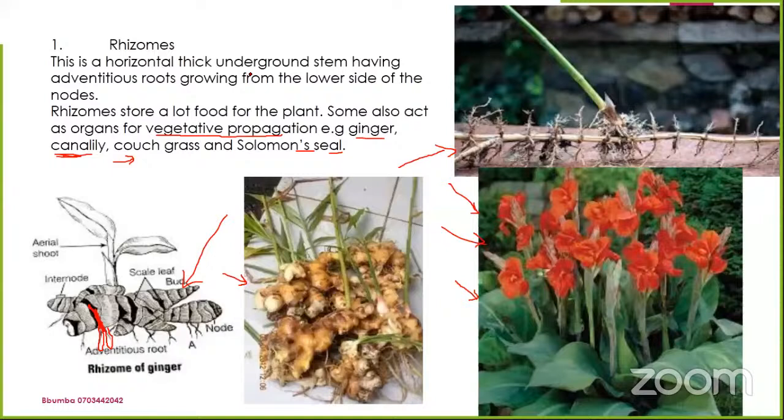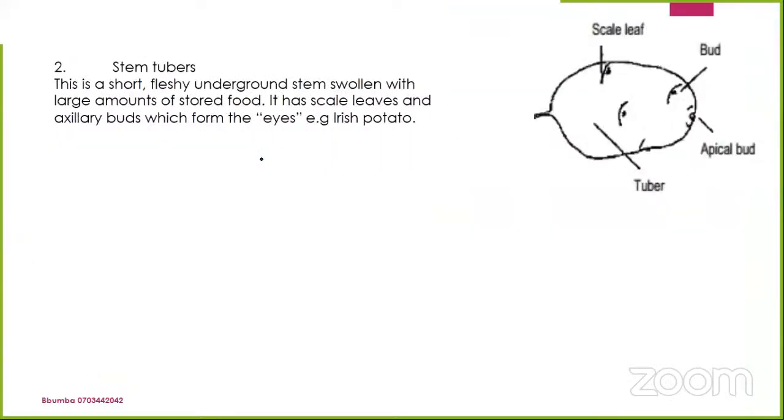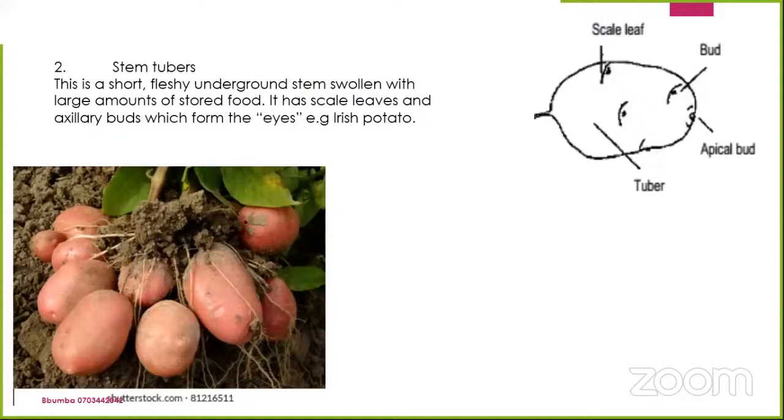Okay, I think we can go now to the stem tubers. Stem tubers, this is a short, fleshy underground stem, swollen with large amounts of stored food. And the most common example, Irish potato. Now, last week, some of you were asking me about the Irish potato, where it falls, and you wanted to place it under the roots. And I told you, no, when we reach the stems, we shall be able to look at the Irish potato. And you can see these are the Irish potatoes, obumondo obuzungu. That's the Irish potato.